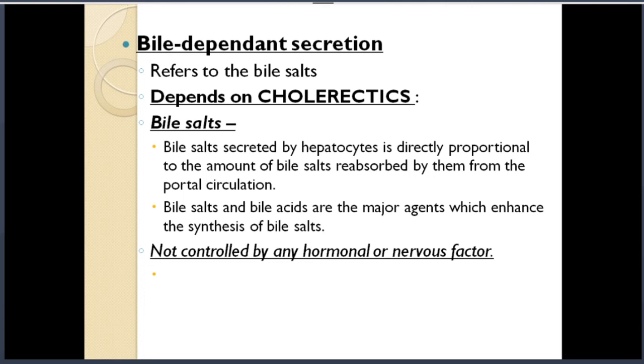Bile acids are also, again, we have read that primary bile acids are made in the liver, go back to the intestine where secondary bile acids are formed, and these secondary bile acids are again reabsorbed through the portal system, and then secondary bile acids are converted into bile salts. Again, these bile acids and bile salts being reabsorbed through the enterohepatic circulation and portal vein are the major agents responsible for synthesis and secretion of bile salts itself from the hepatocytes.